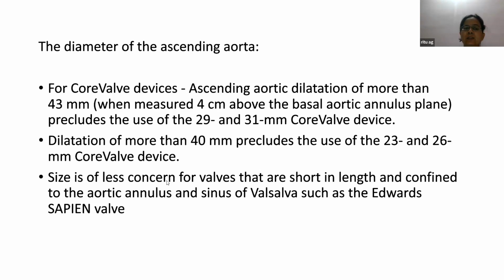The size of the aorta is actually of less concern for the Sapien valve, because they are short in length, and they sit just in the annulus and the sinus of Valsalva. They do not extend into the aorta. So the size matters a little less on those valves.